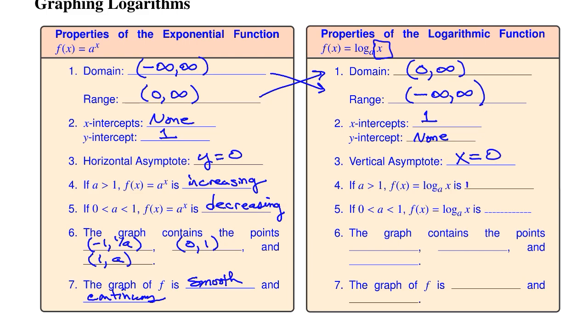The increasing and decreasing part stays the same. So if the base of the log is greater than 1, it's increasing. If the base is between 0 and 1, then the log is a decreasing function. The points switch around exactly as you would imagine, and we get 1 over a comma negative 1, 1 comma 0, and a comma 1. And the graph of f, in this case the log function, is smooth and continuous.